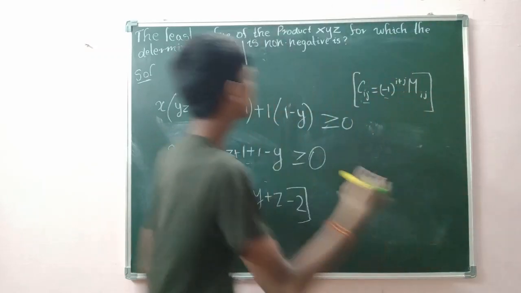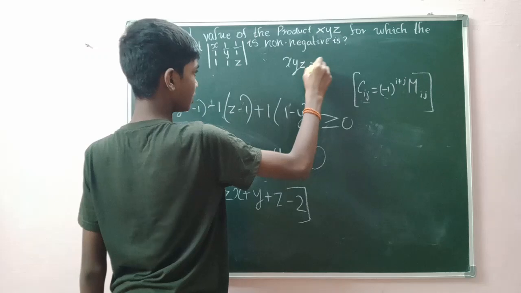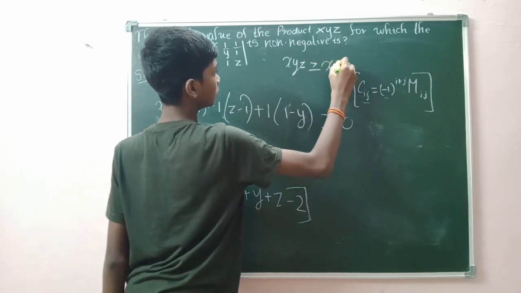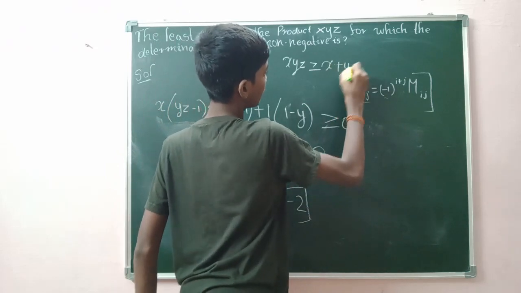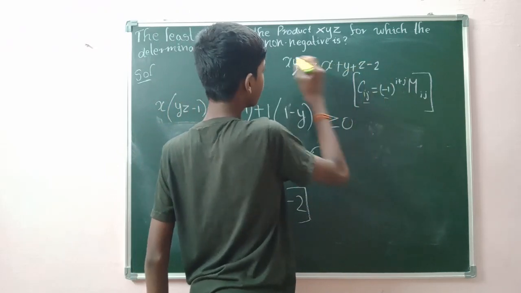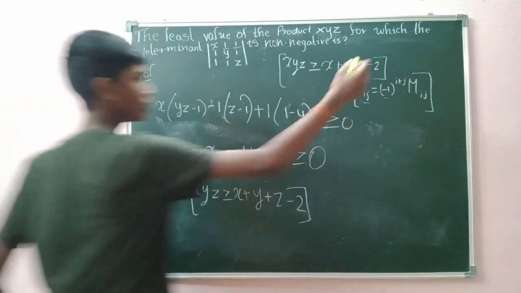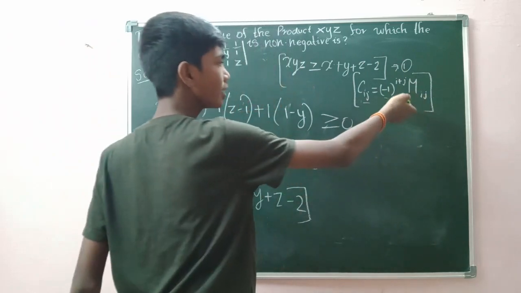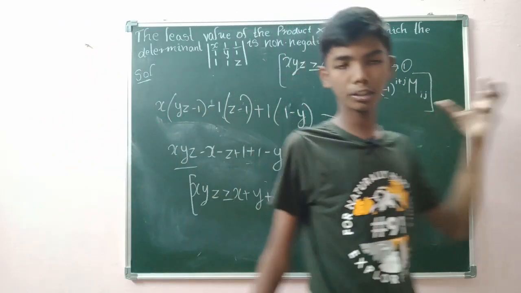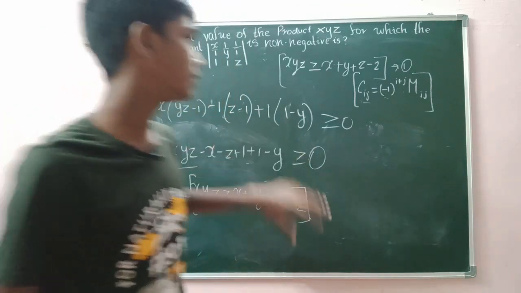So let me give this one equation, that is xyz is greater than or equal to x plus y plus z minus 2. Let me give this one equation to solve this. Okay, so I will call this equation 1. Wait, these things are not important, because that's what taught you what a cofactor is, the basic idea. So now let me rub these things.